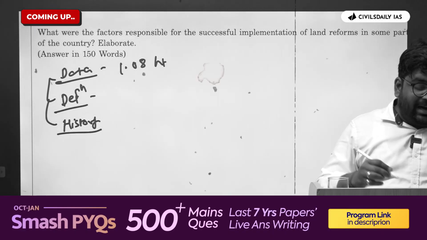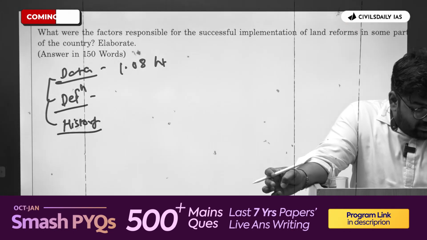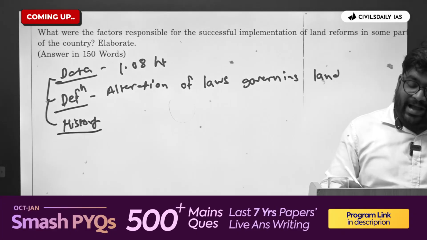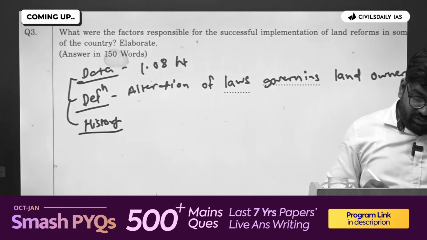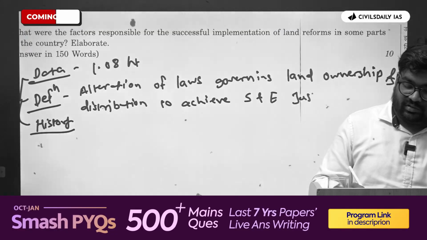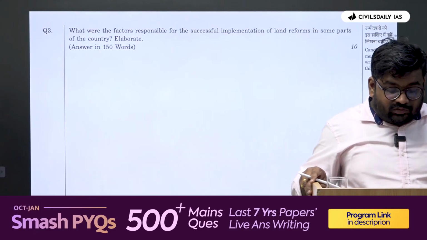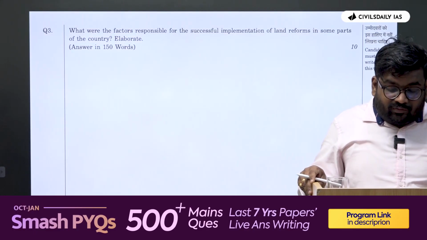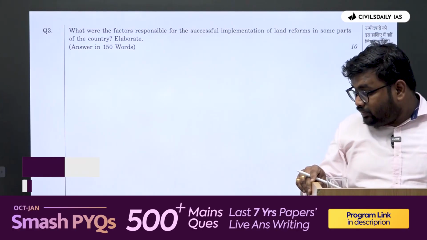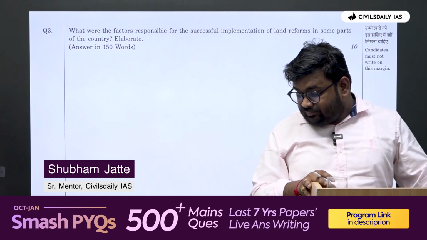Definition: land reforms refer to systemic alteration of laws governing land ownership and distribution, to achieve social and economic justice. Third, history, freedom struggle. So what were the factors responsible for successful implementation of land reforms in some parts of the country? Elaborate. What will be the introduction of this?